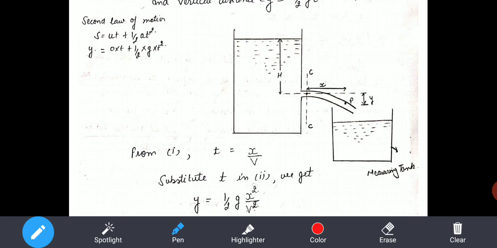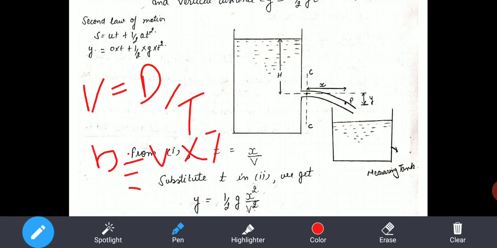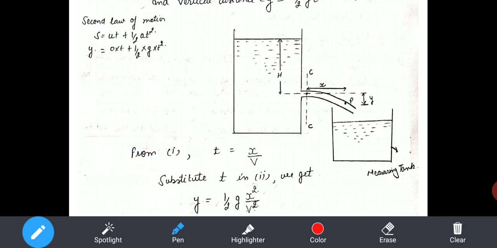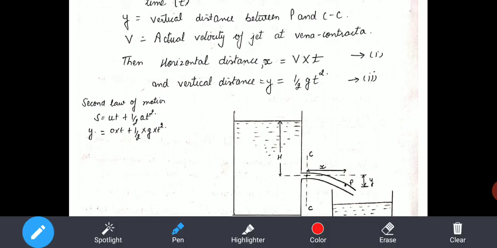As you know, velocity is equal to distance upon time. So distance is equal to velocity into time. Here distance is equal to x, and v is the actual velocity at the vena contracta. So from here you can easily write x is equal to v into t.